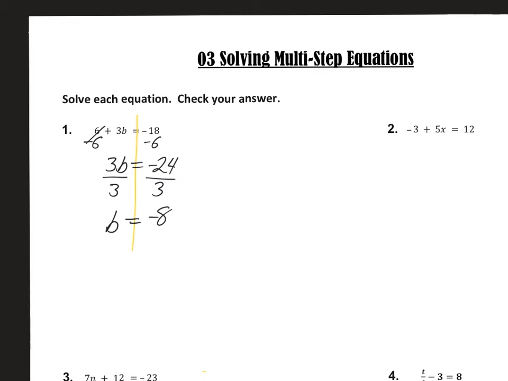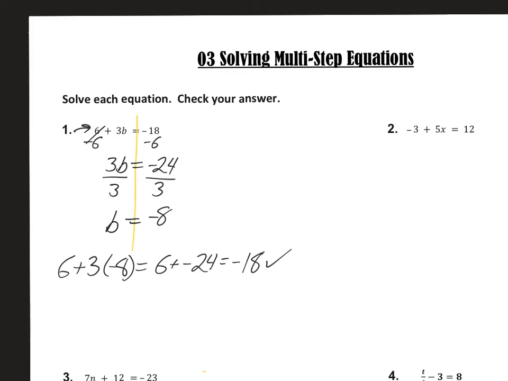Now it says to check my answer. So what I'm going to do is I'm going to put this into this equation that's up at the top. So I have 6 plus 3 times negative 8. 3 times negative 8 is 24. So I have 6 plus negative 24, or you could just say minus 24. So 6 minus 24 is negative 18. So yes, it did work.